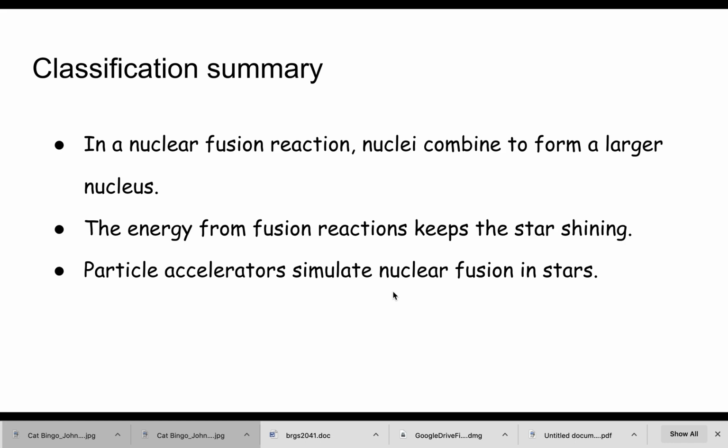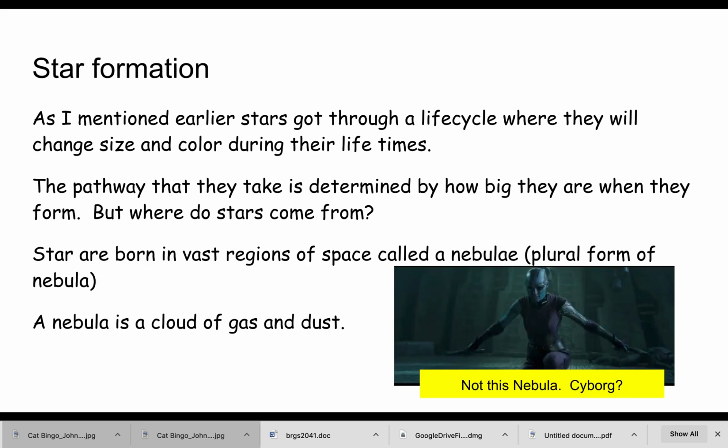So in summary, in nuclear fusion, nuclei combine to form a larger nucleus. We already talked about that. Star formation. As I mentioned earlier, stars go through a life cycle where they will change size and color during their lifetimes. The pathway they take is determined by how big they are when they form, but where do they come from? Stars are born in vast regions of space called nebula. A nebula is a cloud of gas and dust.